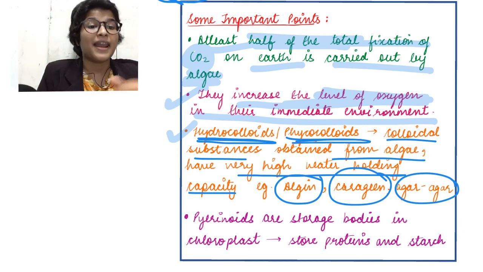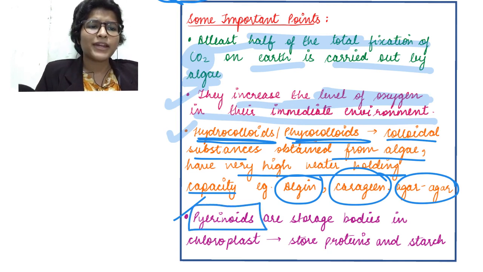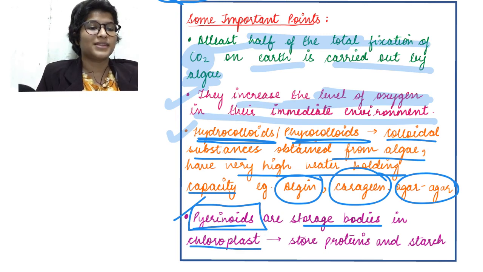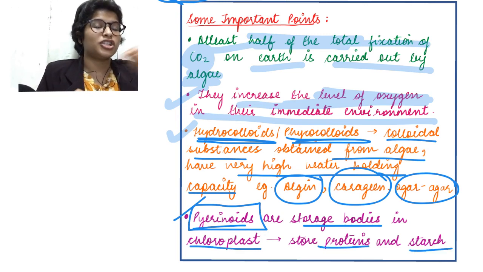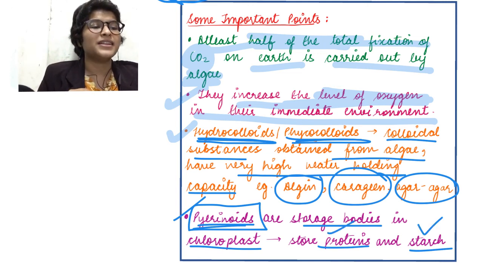ठीक है. And lastly, something called pyrenoids. Now, what are pyrenoids? They are the storage bodies in the chloroplasts. They store proteins and starch. Pyrenoids are storage bodies in algae chloroplast which store proteins and starch. So this was the basic general characteristics about algae.